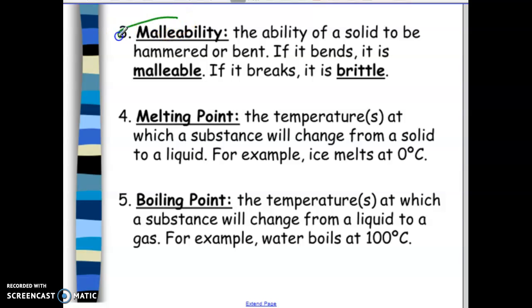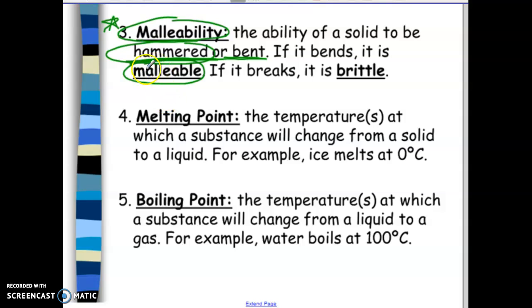Okay, so malleability is again referred to when we're talking about solids. So malleability is the name of the property, but when we're describing something, we would say that it is malleable or that it is brittle. Okay, so malleable means that that solid is able to change shape relatively easily. So normally we either bend them into different shapes or we hammer them out into thin sheets.